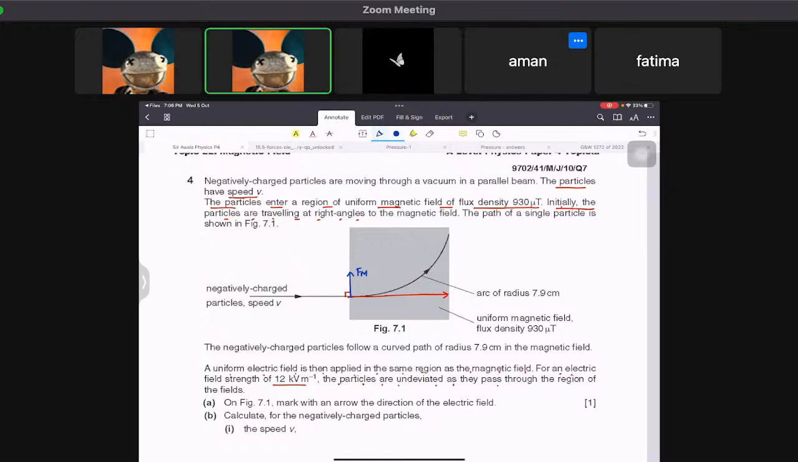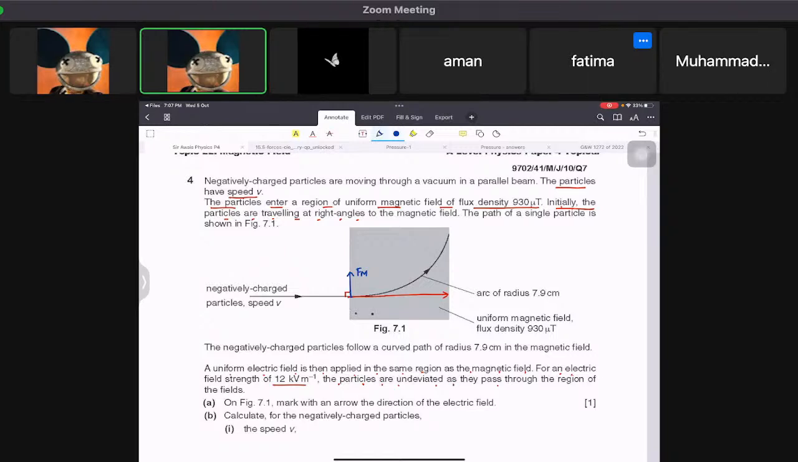Into the page, right? But that's true for a positive particle. So I said whenever there's a negative particle, you just reverse your conclusion. So if your magnetic field was into the page, then right now where will it be? Out. Do you understand? Okay, like that.